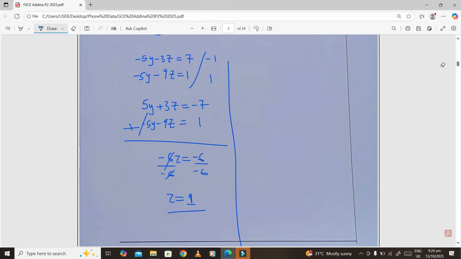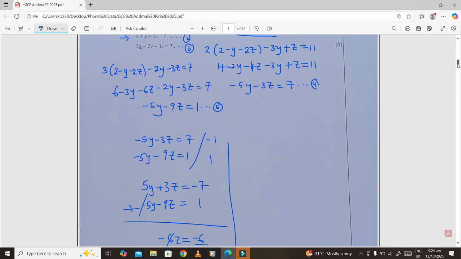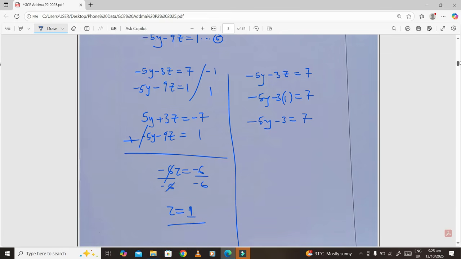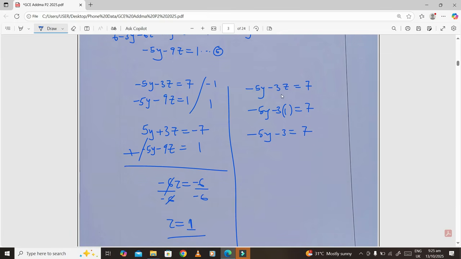Now to get the value of y, we'll get any of the equations, either equation 5 or equation 4. So let me go with equation 4. We've got negative 5y minus 3z is equal to 7. Negative 5y minus 3, here we've got z to be equal to 1, is equal to 7. Negative 5y minus 3 is equal to 7. We group the like terms. So for those who are wondering where 1 is coming from, it's just the value of z, which is here.